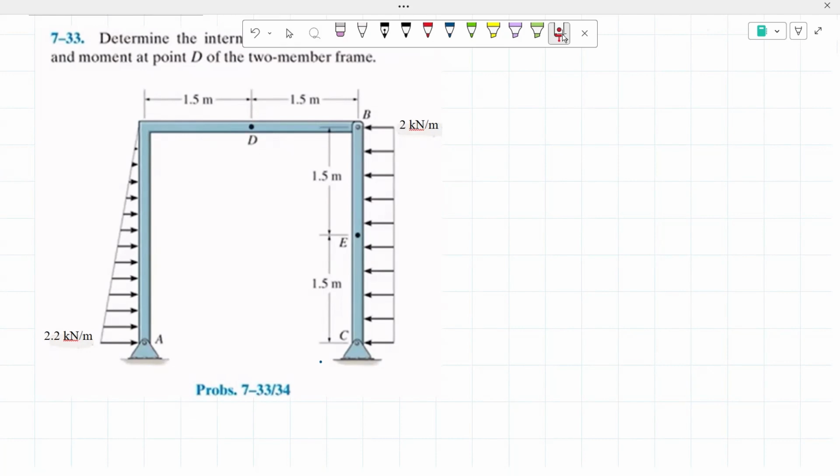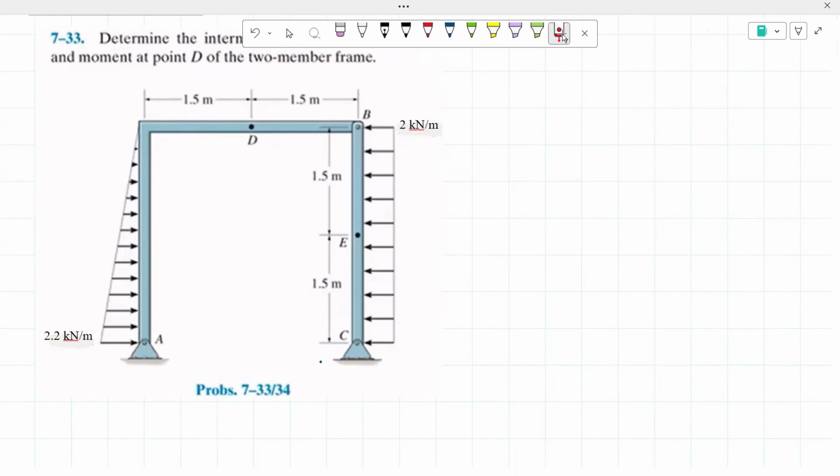So if we were to work with the left side of the frame, we would be dealing with all of this part of the frame. Here we have this distributed loading and a pin support right here, so we have two unknown reactions. We would be dealing with a concentrated force right here and two unknown reactions.